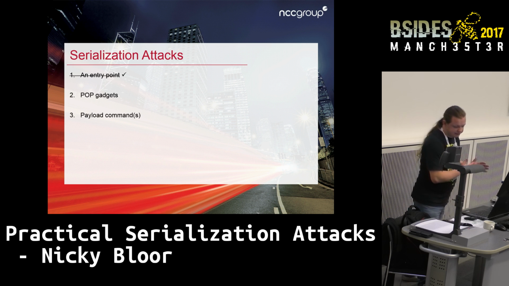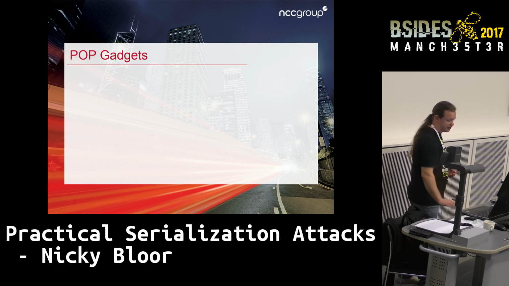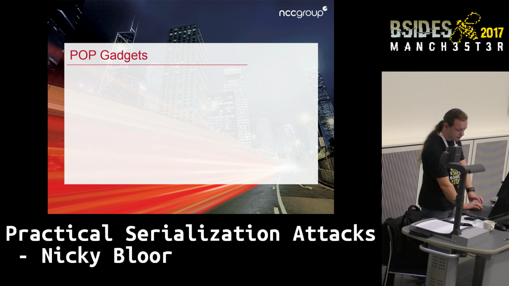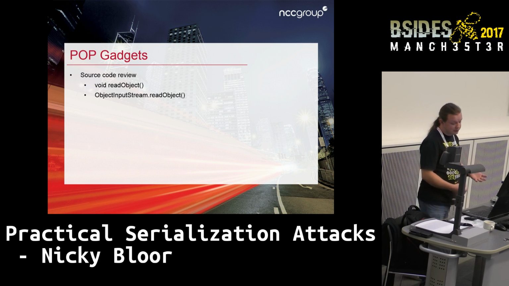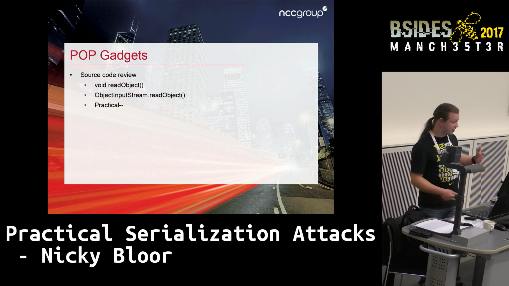So we've got an entry point. We worked out how to identify entry points. We need to find some gadgets that we can use. To find gadgets, like I said before, we need to access the source code. We can review readObject methods, code around readObject, and work out what that code does with the data that's read from the stream. But it's not very practical doing that, and we might not always have the source code.